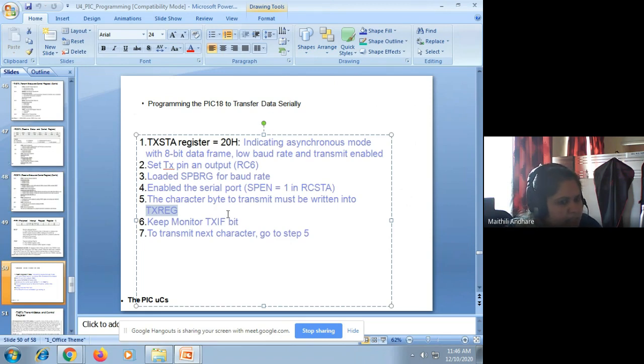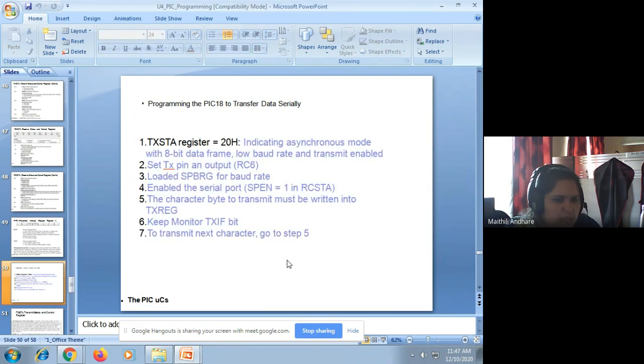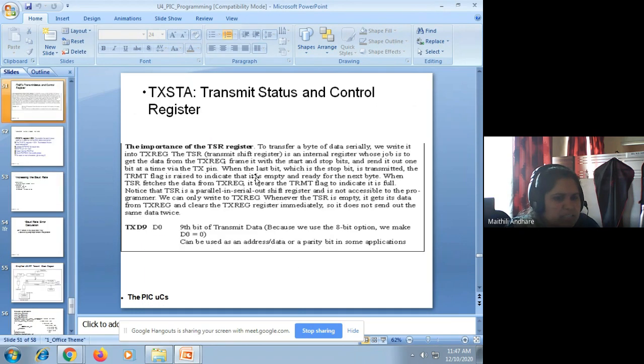Once the data you want to transmit is loaded in the TXREG register, what is the job of the user? Just keep monitoring the TXIF flag. That's it. Once that bit becomes 1, the data is transmitted successfully. If you want to continuously transmit, you can go to the previous step. Otherwise, you stop sending data. So these are the steps given for serial communication, that is for transmission, and the same applies for reception.